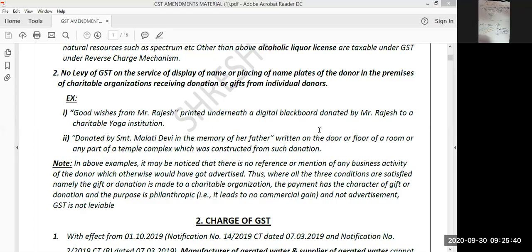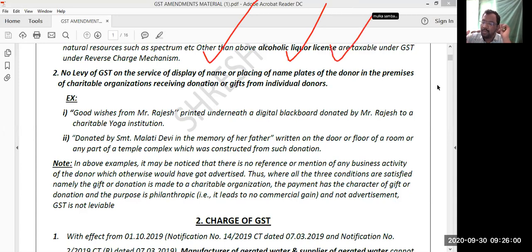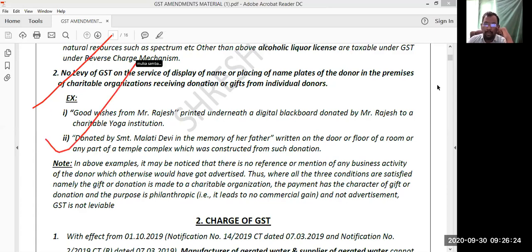So look at the provision. No levy of GST on the service of display of name or placing the name plates of the donor in the premises of charitable organizations, receiving donations or gifts from individual donors. Example: good wishes from Mr. Rajesh, printed underneath a digital blackboard donated by Mr. Rajesh to a charitable yoga institution. And donated by Srimati Malati Devi in the memory of her father, written on the door or floor of a room or any part of the temple complex which was constructed from such donations.